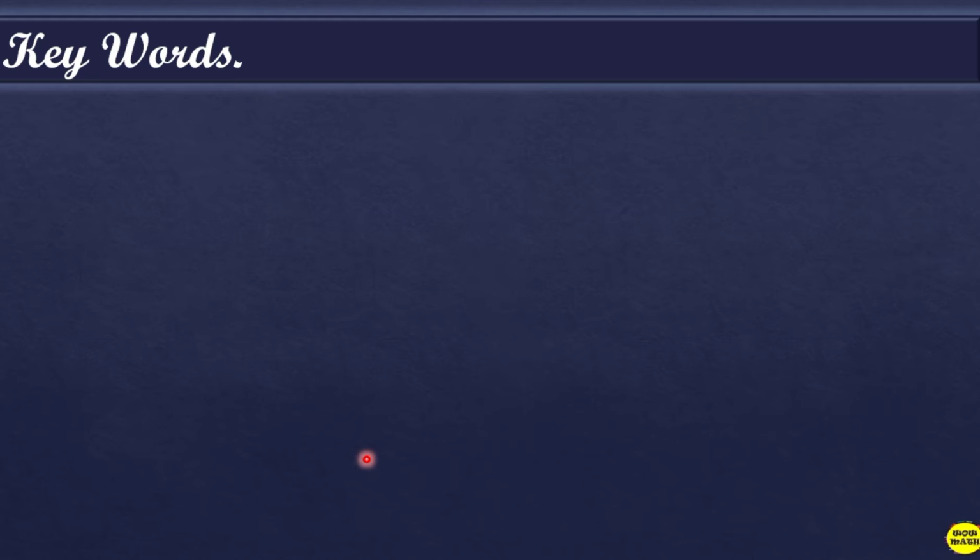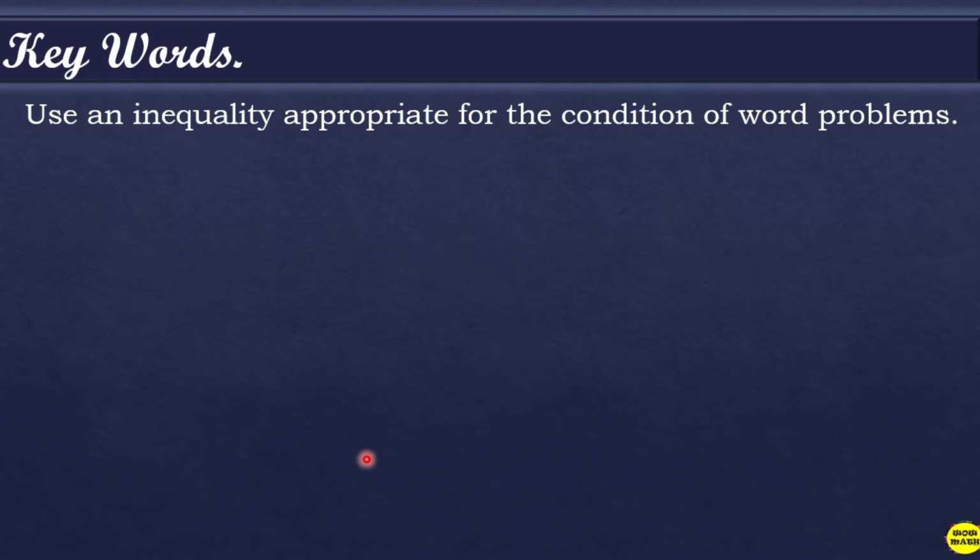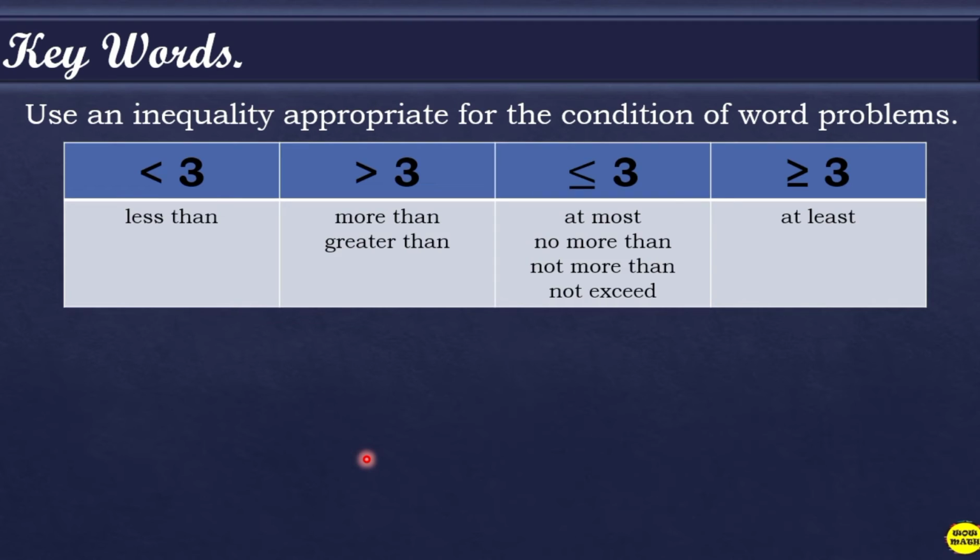So, before we proceed to the problem solving or word problems, you have to familiarize yourselves in using the keywords na ginagamit sa pagsosolve ng word problem. So, remember to use an inequality appropriate for the condition of the word problem. Dapat alam natin kung anong symbol or inequality ang gagamitin natin based doon sa keywords na ginamit sa ating problems. So, ano ba yon?